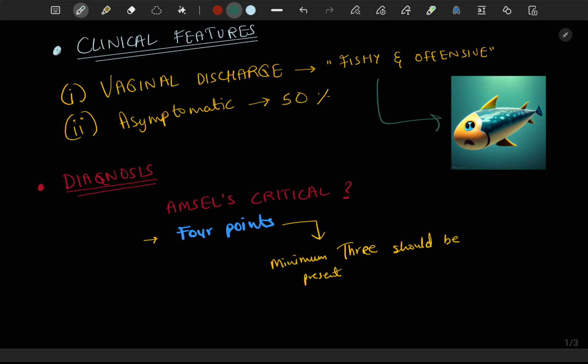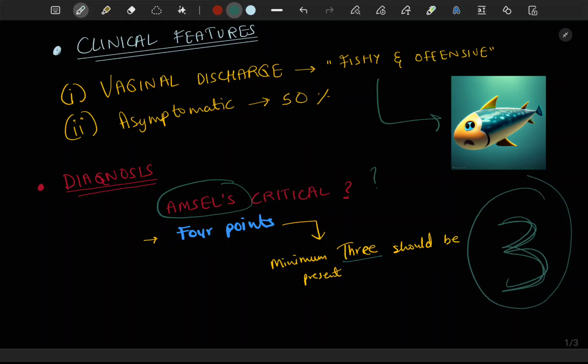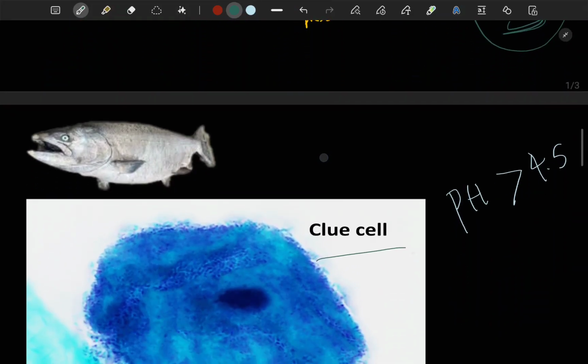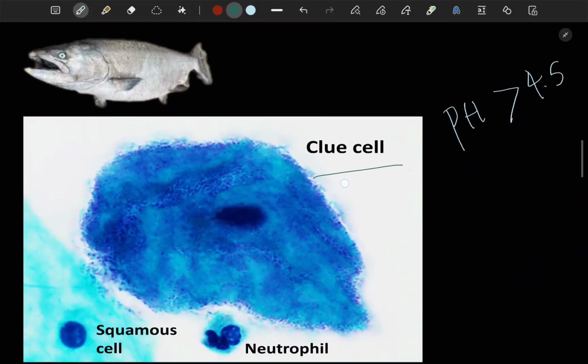Now we come to the diagnosis part. For diagnosis of bacterial vaginosis, we have got the Amsel's criteria. So what's the Amsel's criteria? It has got 4 points, and of those 4 points, at least 3, minimum 3, see, I have drawn a big 3 here, should be positive to classify it as bacterial vaginosis. Just remember fish, clue cell, and a pH of more than 4.5. If you remember this, you'll pass the exam.